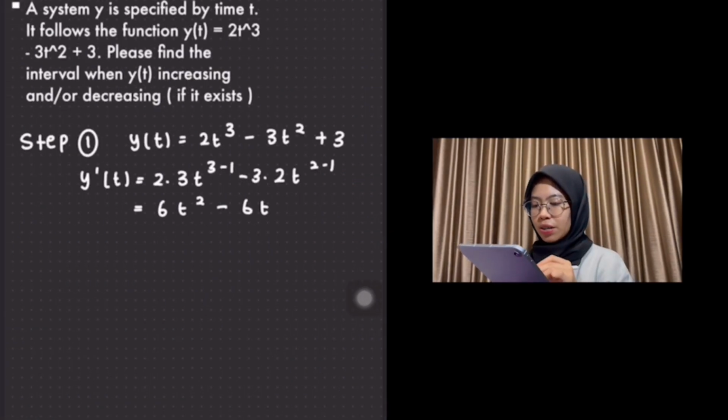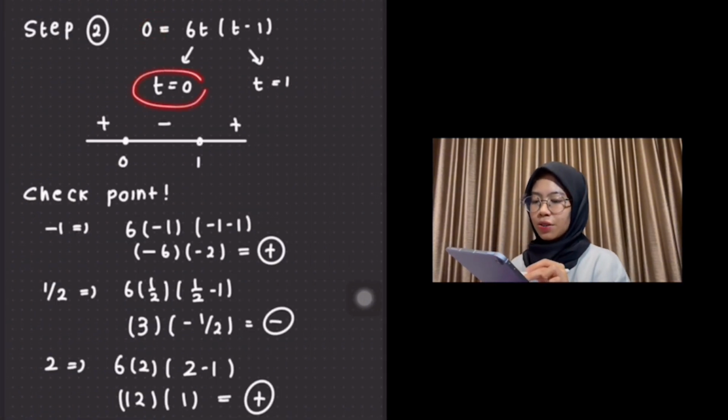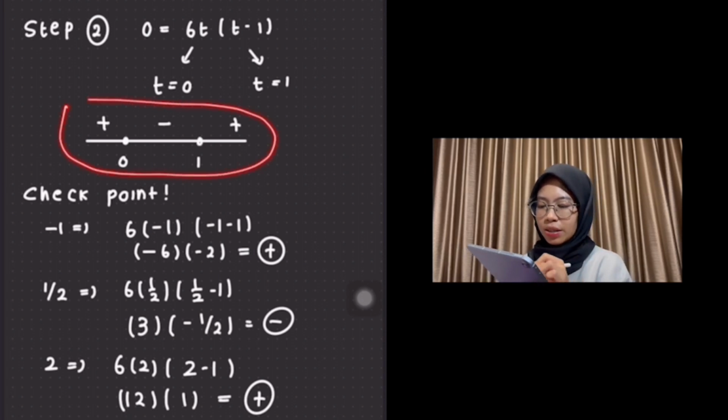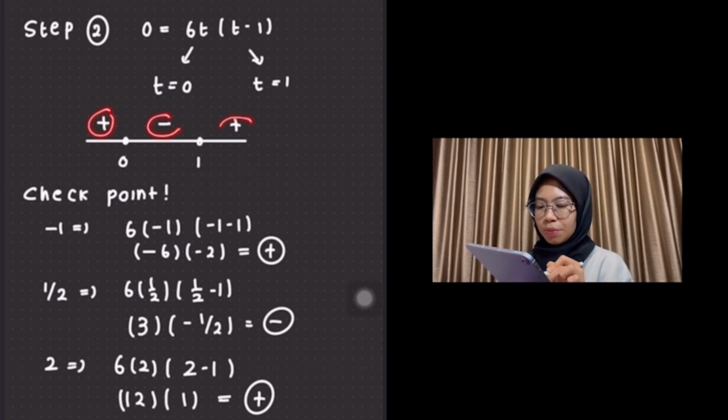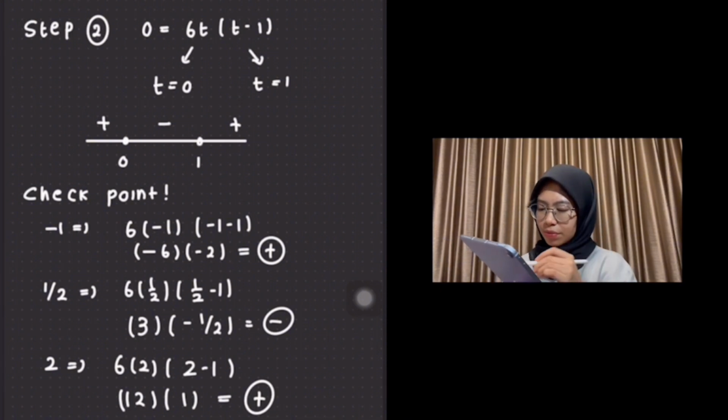For our next part, we're going to set y prime of t to 0, because in this way we can find the answer for t. The function changes into 6t times t minus 1, and from the 6t we get t equals 0, and from the t minus 1, the answer will be t equals 1. Then the interval will be like this. Why is it plus, minus, then plus? There's a way that we can do to find that, and in this part I'm just going to explain it a bit.